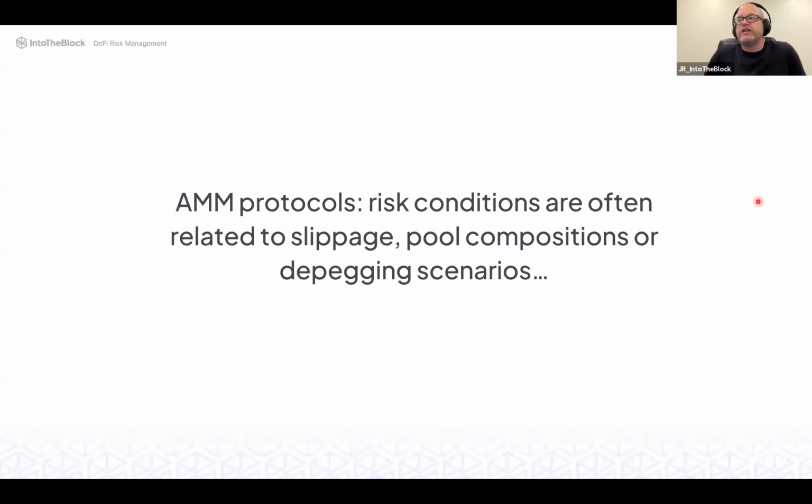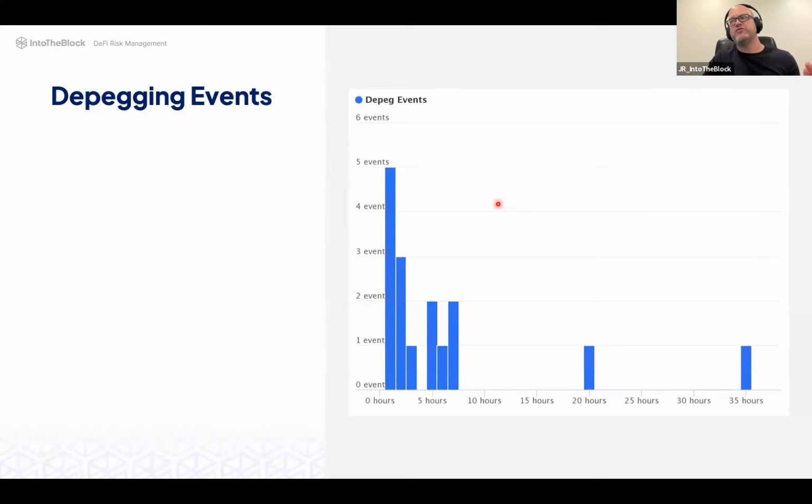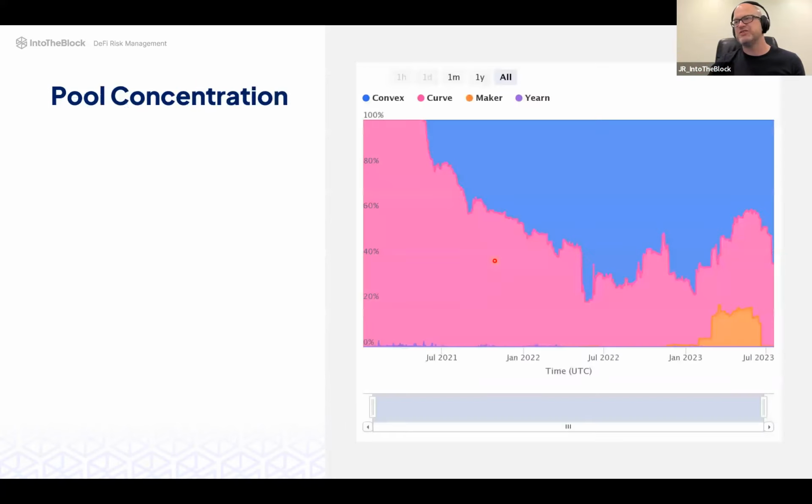AMM protocols are typically related to non-liquidations, but other aspects like pool compositions, slippage, and depegging scenarios. For instance, in pools where you are using synthetic derivatives, in this case an stETH, so a staking derivative, we monitor the pegs very closely, literally block by block, in order to make decisions. Then there are depegging events. This is a programmable stablecoin: how many times it depegs, what has been the impact, and what is a simulation of that.